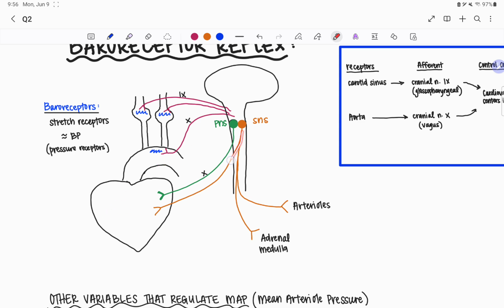The SNS works in several different ways. It can either act straight on the heart through its beta receptors, or it can come down to the adrenal medulla and increase epinephrine release, which will also cause an increase in heart rate. Or it'll act on the arterioles and vasoconstrict them so that it causes higher blood pressure.